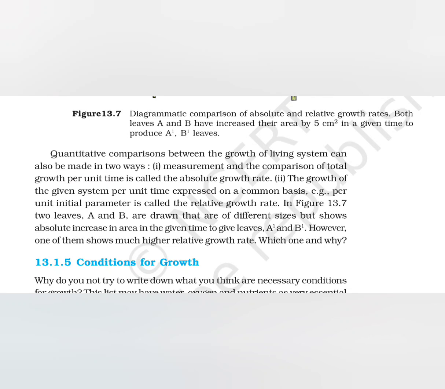In figure 13.7, two leaves A and B are drawn that are of different size, but show absolute increase in area in the given time to give leaves A1 and B1. However, one of them shows much higher relative growth rate. Which one and why?